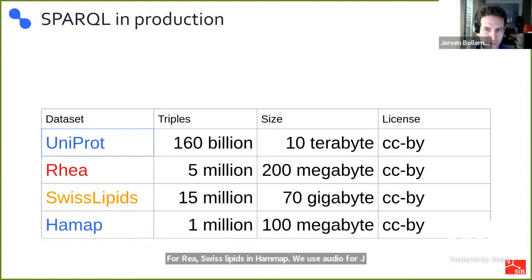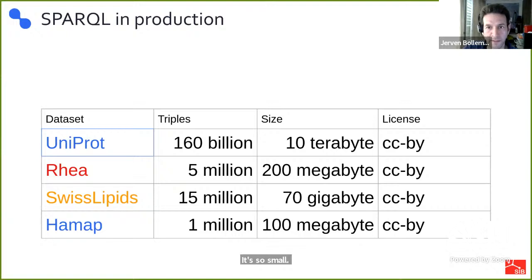Swiss Lipids looks very large for the size that it is, but that's just because we inserted all the images inside the SPARQL endpoint, because why not? It's so small. And we just did that as data URLs, which are a nice trick with FOAF depicts.